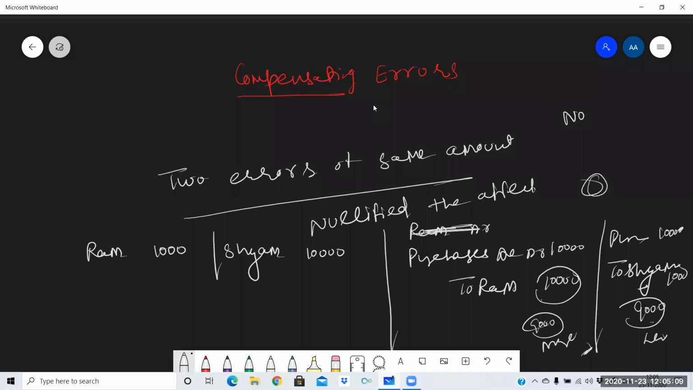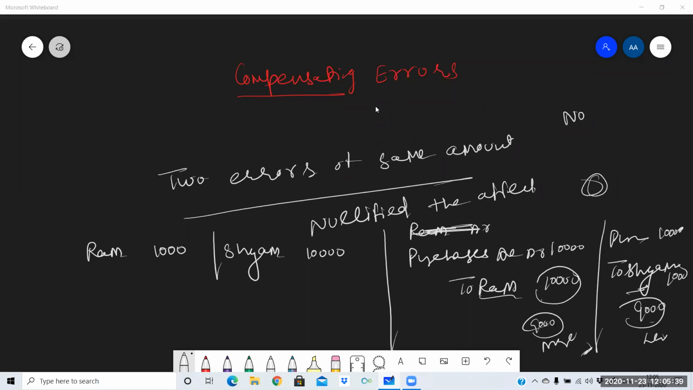Why? Because in Ram's account, 9,000 is written more. And in Sham's account, 9,000 is written less. So there will be no effect on trial balance. So basically effect on trial balance will be there when the wrong amount is entered or wrong side is there. If the side is correct, one amount you were supposed to write in the debit side, you have written in the debit side, but in the wrong account, then there will be no effect on the trial balance.